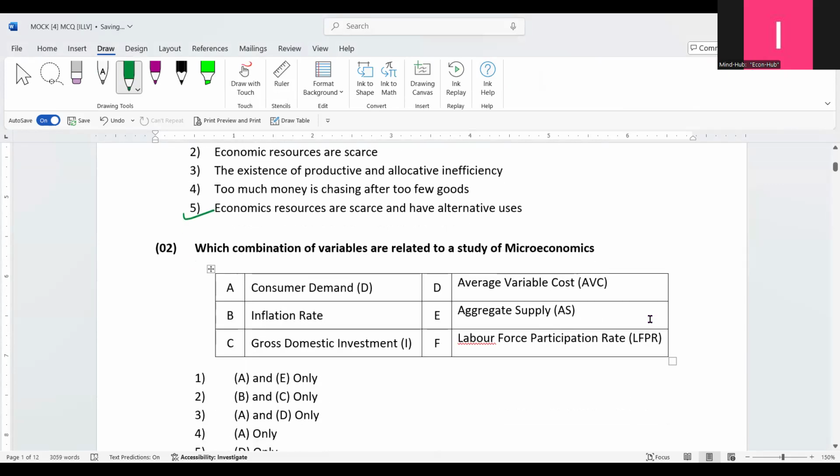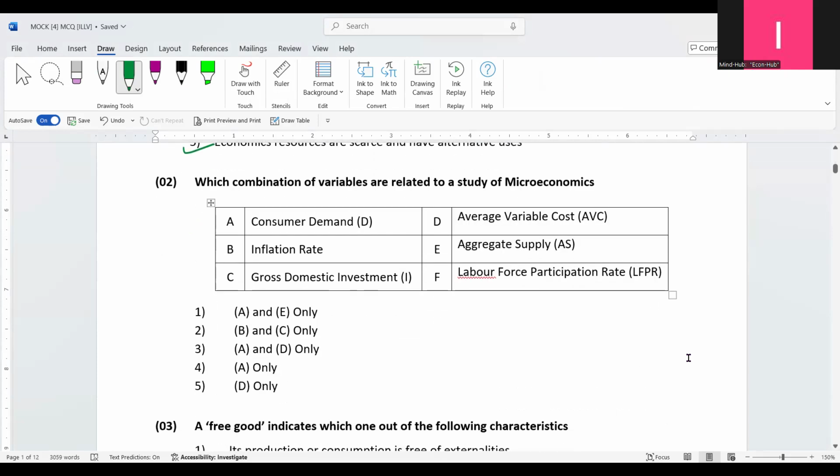Question number 2. Which combination of variables are related to the study of microeconomics? Consumer demand is microeconomics because it's a demand for a particular good. Then we have inflation is macro. Gross domestic investment is macro. Average variable cost is micro. We can only talk about average variable cost with regards to a given firm or a given production process. Aggregate supply is macro. Labor force participation rate is macro. So answer that has A and D, that would be answer 3.